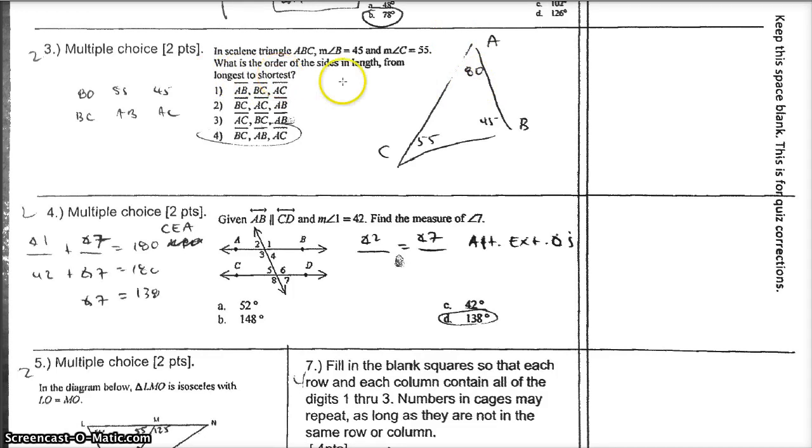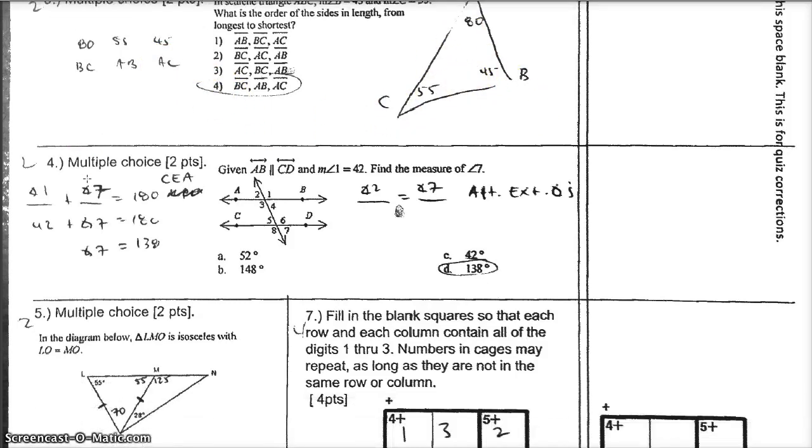Now it says from longest to shortest, so I take the angle measures and put them from largest to smallest, and then I go across. In this case it has the vertices as its sides, so across angle A is this side, and this side is called BC. Across 55 degrees, this is side AB, and this one across the 45 is AC, so that would be choice 4.